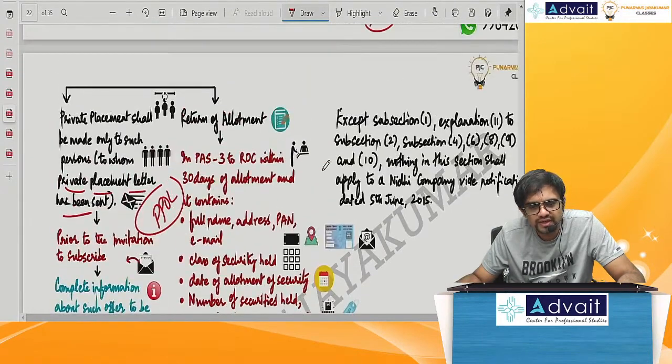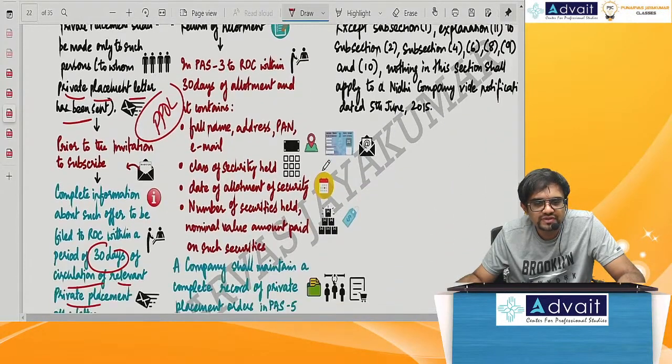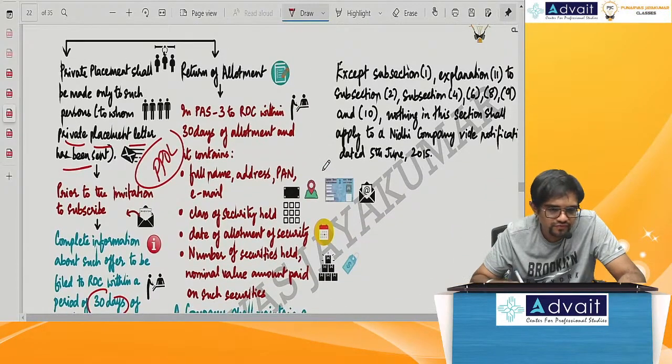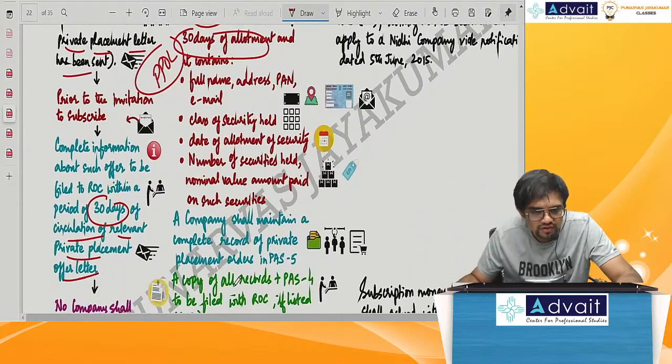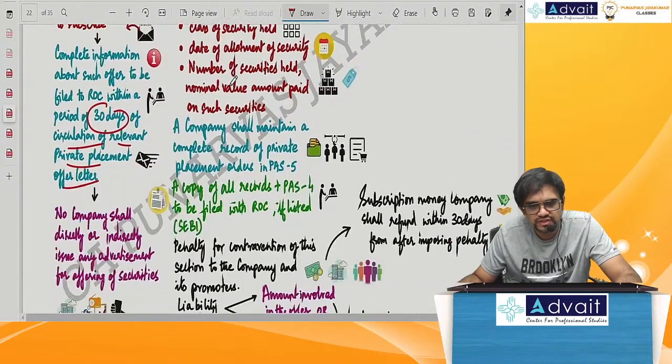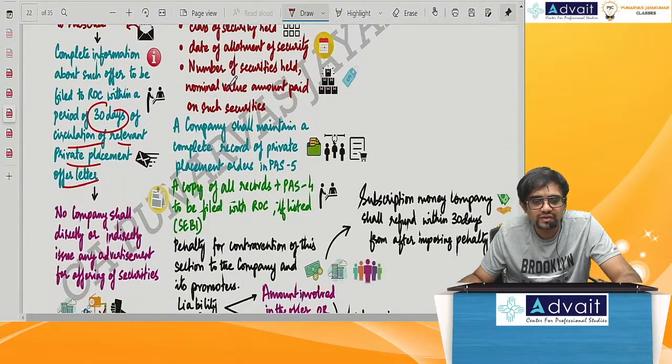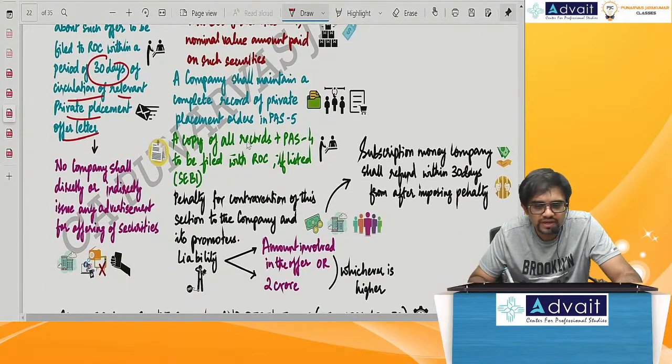So, return of allotment in PAS 3: I have to give a return of allotment to the ROC within 30 days of allotment. So the form number is PAS 3, within 30 days of allotment, with the full name, class of securities, date of allotment, number of securities and all these things. The company shall maintain one more register for all the private placement offers in PAS 5.